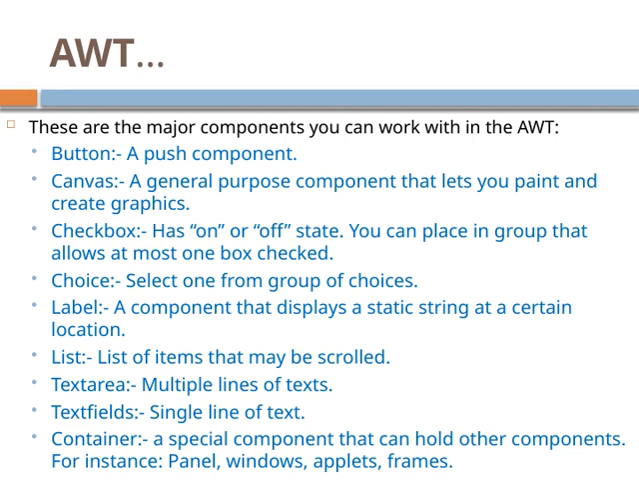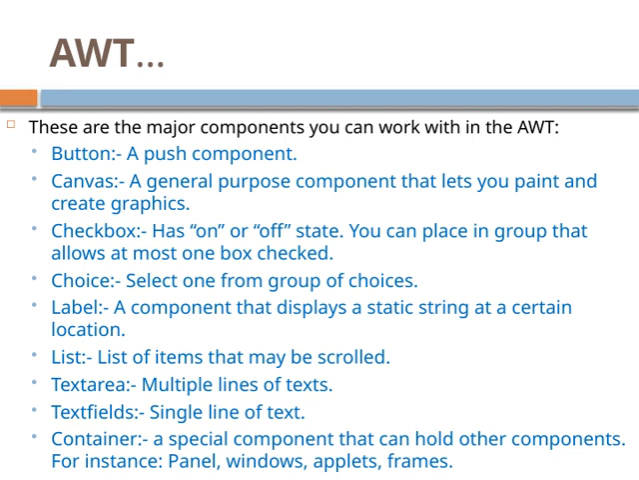Moving on, the choice component allows users to select one option from a group of choices, functioning as a drop-down menu. We also have the label, which is a static string displayed at a specific location, useful for titles or descriptions. The list component presents a list of items that users can scroll through, perfect for selecting from multiple options. The text area allows for multiple lines of text, making it suitable for larger input or display areas. Text fields are single-line input areas, commonly used for user data entry like names or search queries.